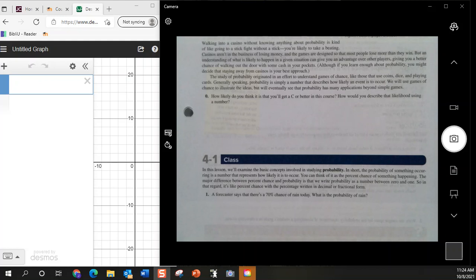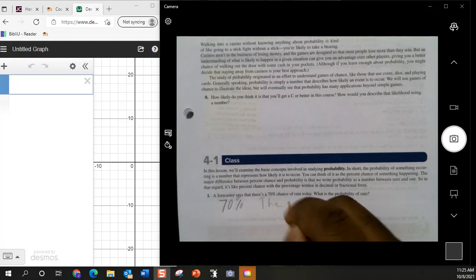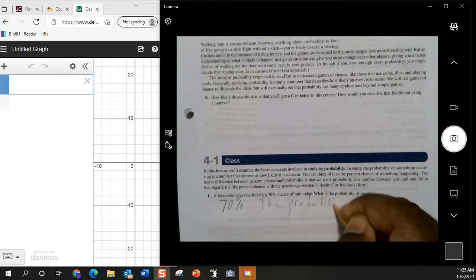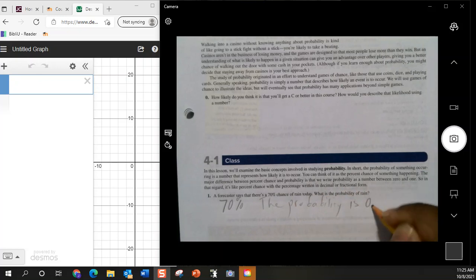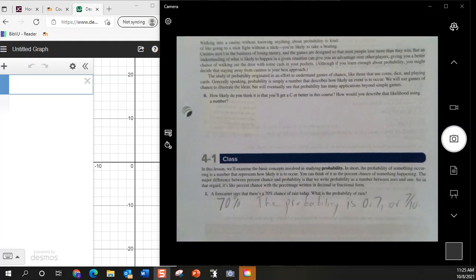Number one, a forecaster says that there's a 70% chance of rain today. What is the probability of rain? So if it's a 70% chance of rain, we know that 70% is written like this as a percentage. So the probability is 0.7, or you could write it as a fraction as 7/10. So this is the probability. Remember, probability is written as a decimal or a fraction, not as a percent.